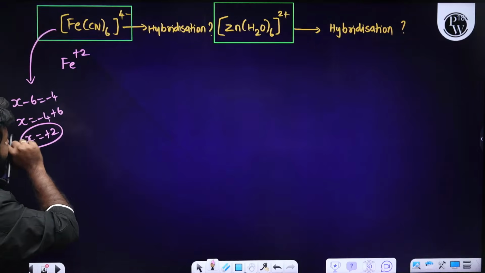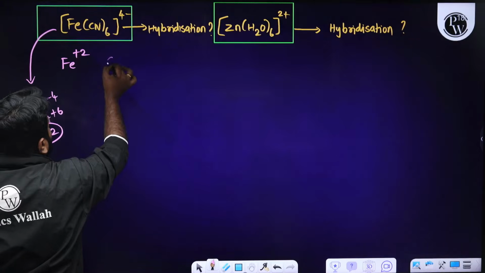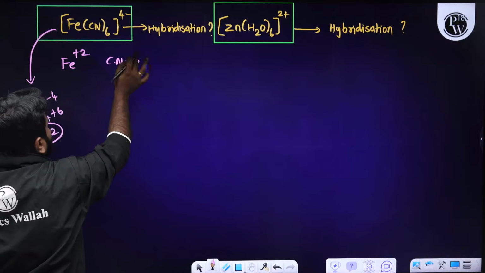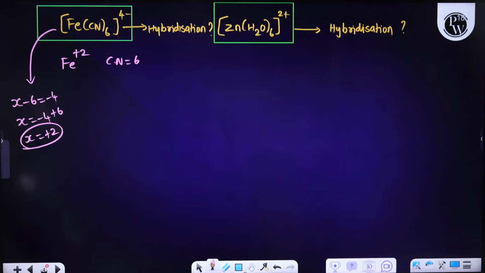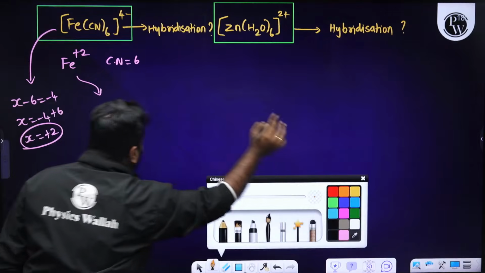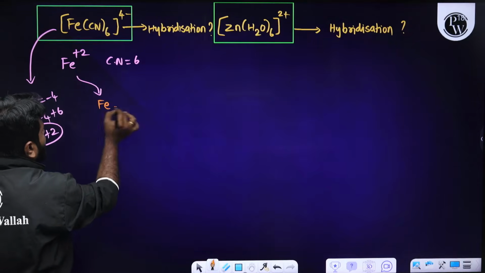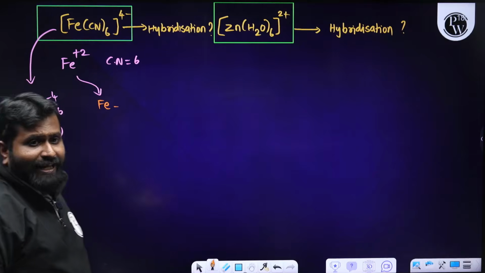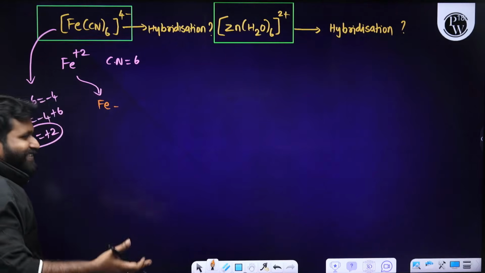Now, tell me which complex is this? The question paper setter is dealing with a coordination number 6 complex. Fe2+ means what will be the d electrons? We know very well Fe, Cr, Mn, Fe, right?